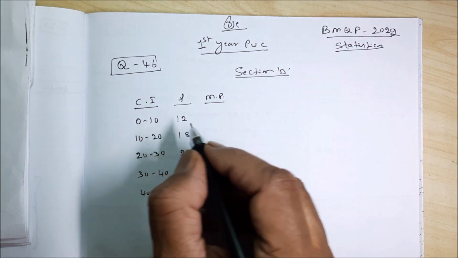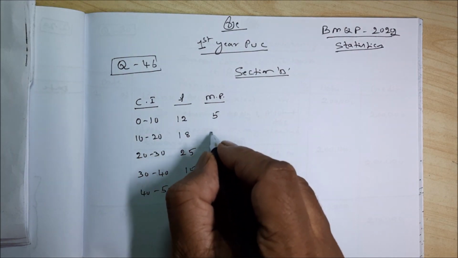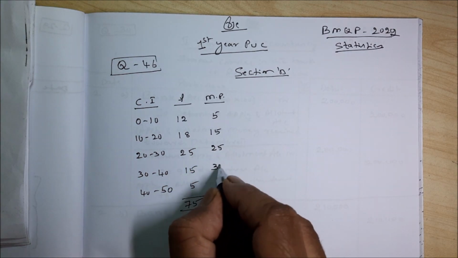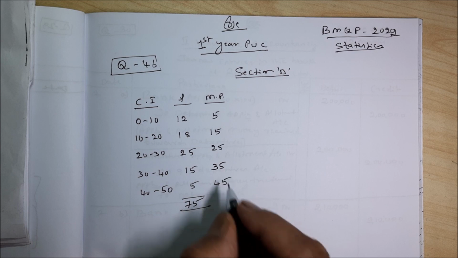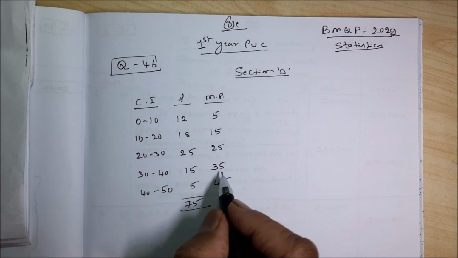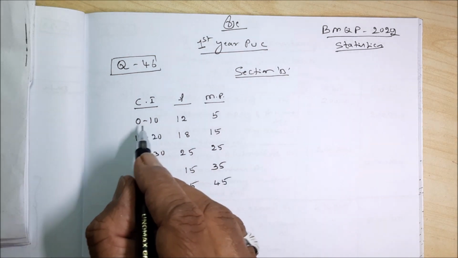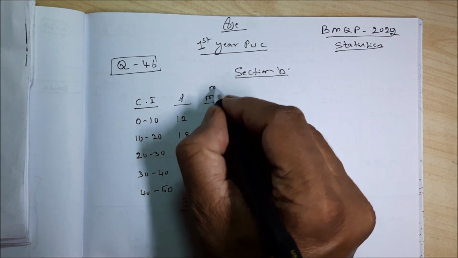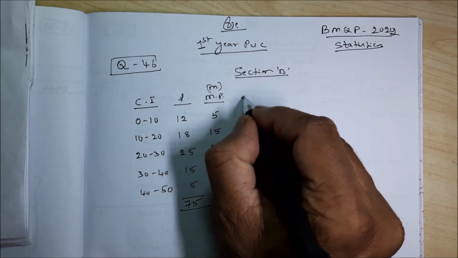So 0, 10, midpoint is 5, then 15, then 25, then 35, then 45. I hope you know 40 plus 50 divided by 2 is 45, 30 plus 40 divided by 2 is 35, 0 plus 10 divided by 2 is 5. So this is M, midpoint, this is F, midpoint into F.